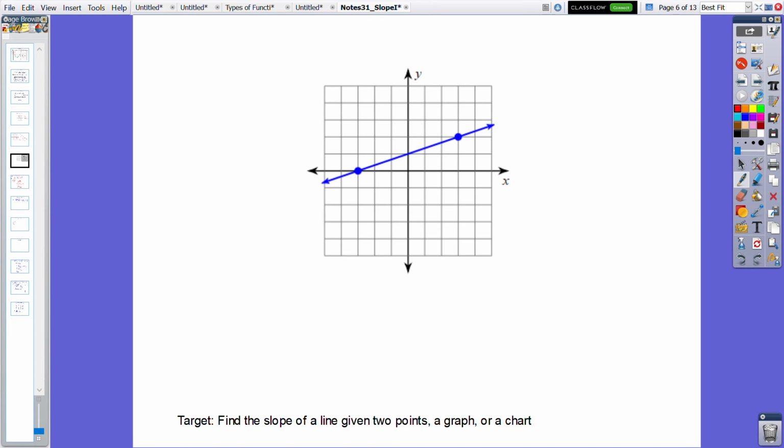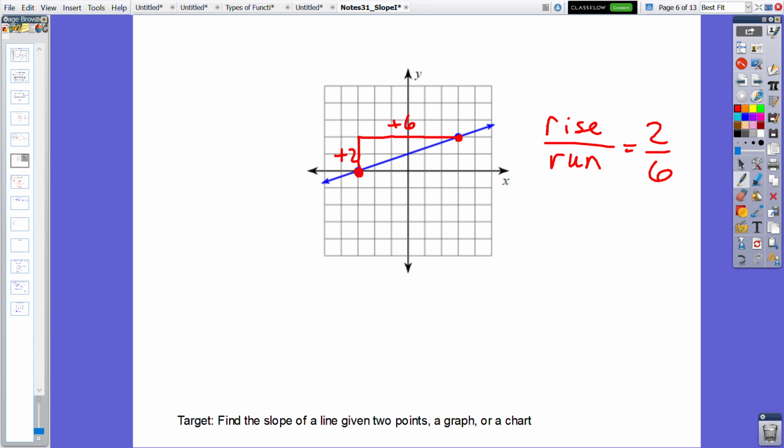The last example I want to look at is this one right here. Okay, once again, rise over run. So going from the first point to the second point, we go up 1, 2, so that's a rise of +2. And then a run of 1, 2, 3, 4, 5, and 6, so +6. So 2 divided by 6 is my rise over run.